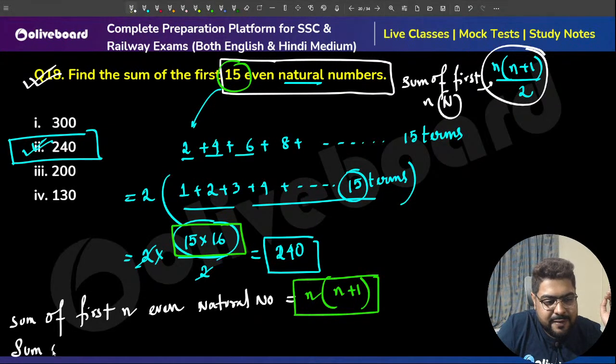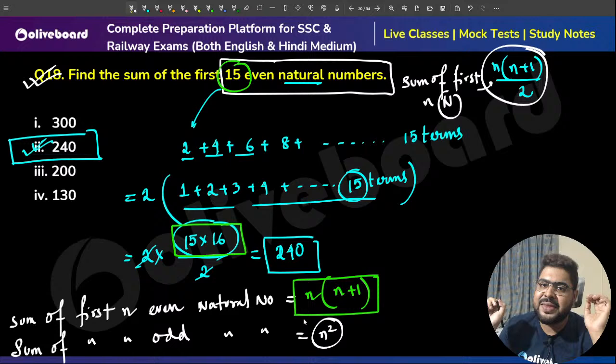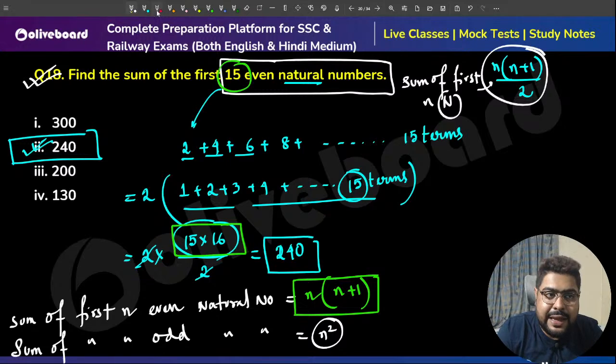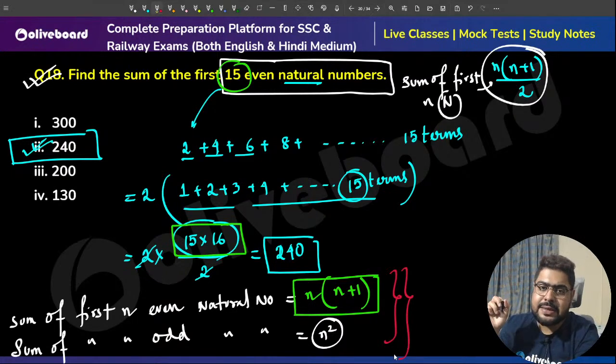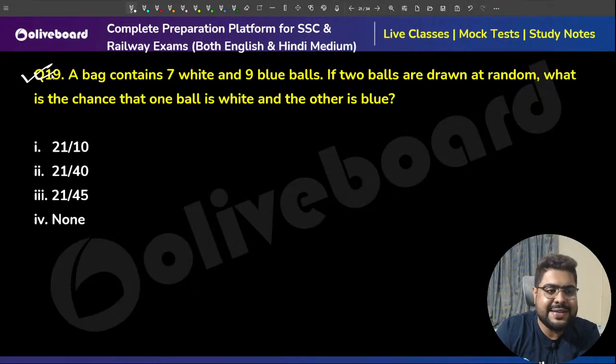Again, just a quick bit of theory. The sum of the first n odd natural numbers is simply n square. You can also check this. Very, very simple stuff, but I believe you should remember this if you are a serious candidate.